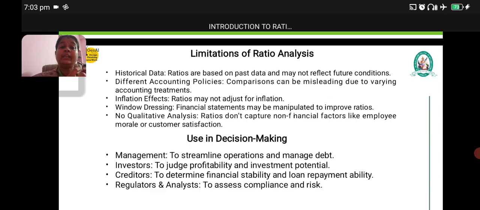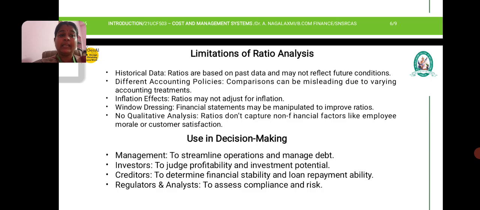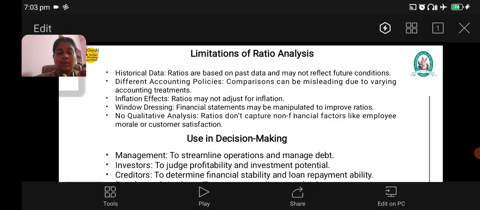Then different accounting policies: comparison may be misleading due to varying accounting treatments. Next is the inflation effect. Ratios may not adjust for inflation. What is the actual position of the country? What is the inflation rate? What is the GDP rate? How is the economic position of the country going? These things will not be accounted for in ratio analysis. They won't consider these things.